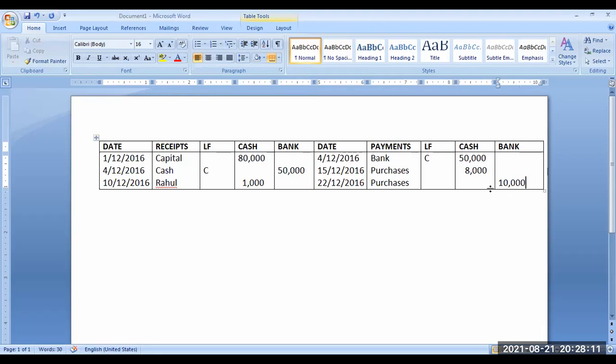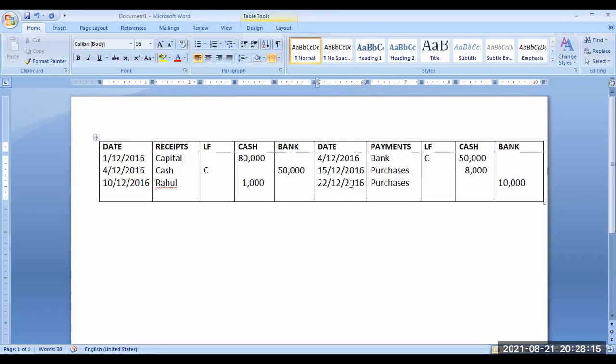Paid to Shyam by cash. What is the date? Payment it is. 25th. Shyam, what is the person's name? Cash you paid? 20,000. Okay, next.